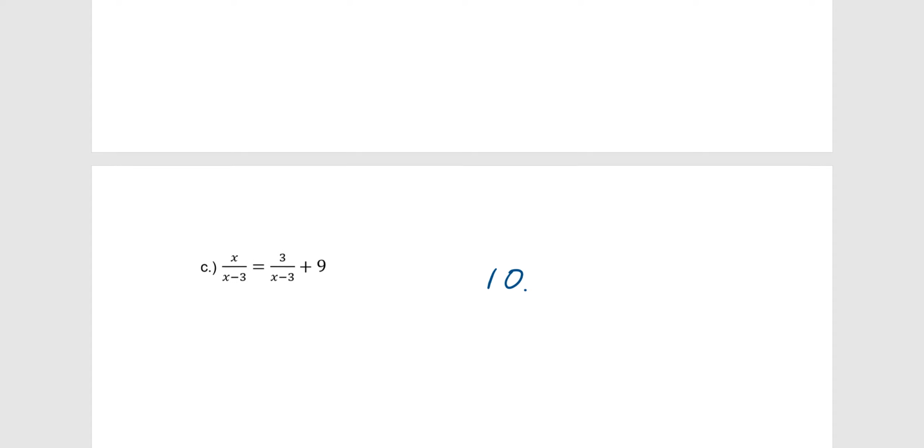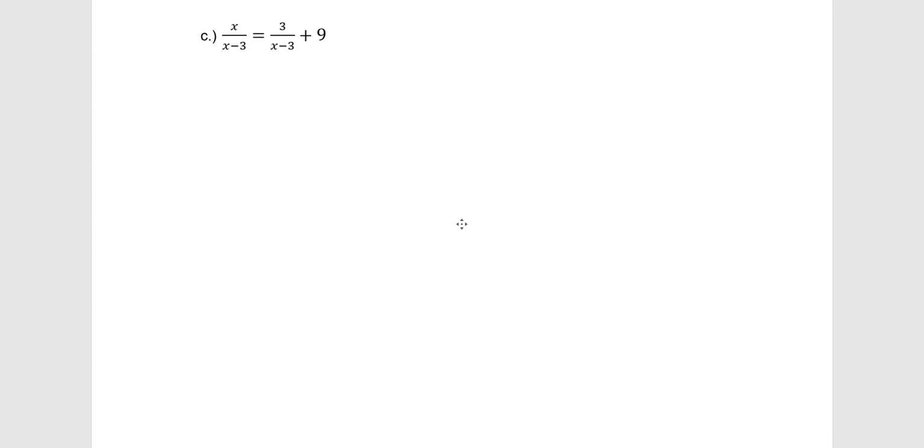Okay, so let's do a couple more here. We have x over x minus 3 equals 3 over x minus 3 plus 9. So the LCD is going to be x minus 3. So it's x minus 3 is that whole LCD. That's the only thing in the denominator other than 1. We have an x minus 3 here, an x minus 3 here, and it's 9 over 1. So the LCD is just x minus 3.